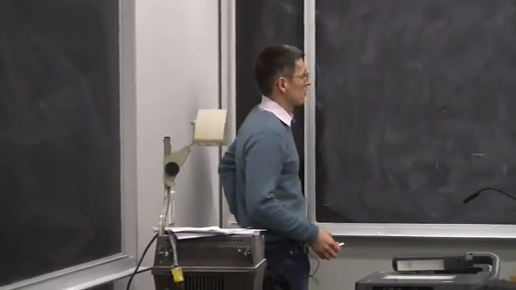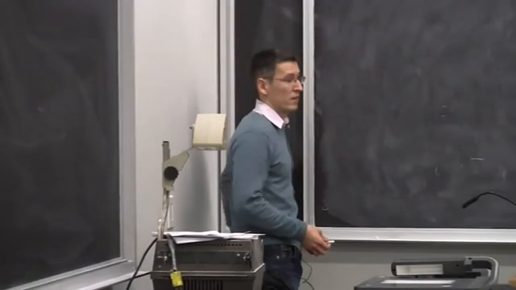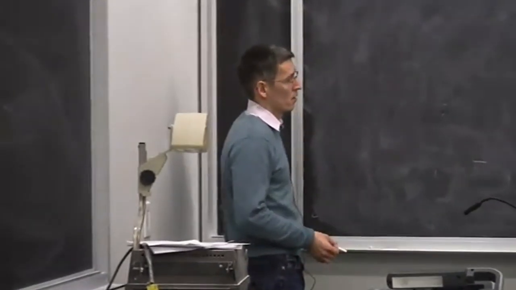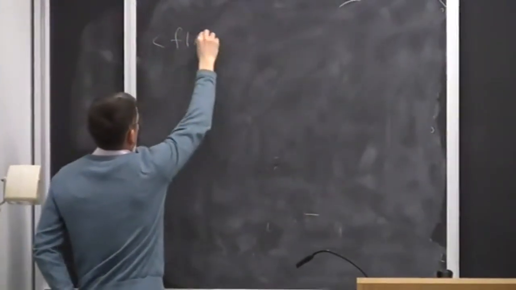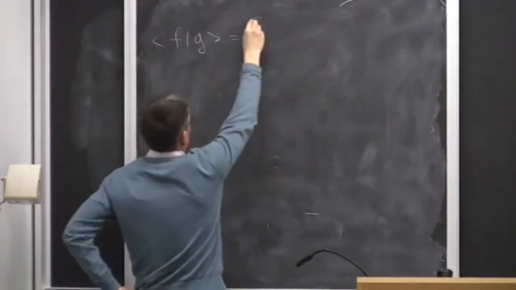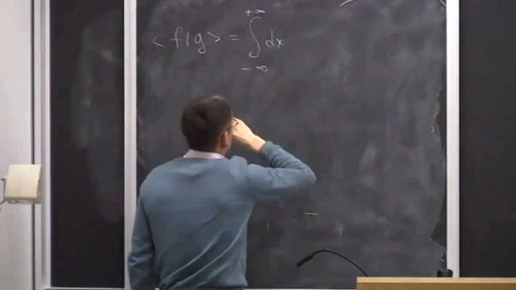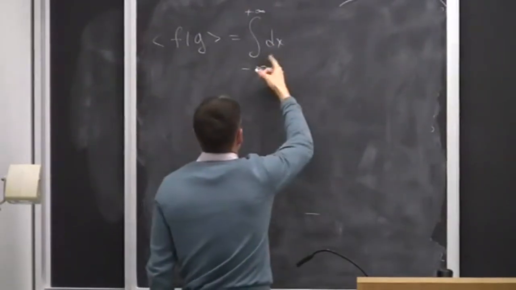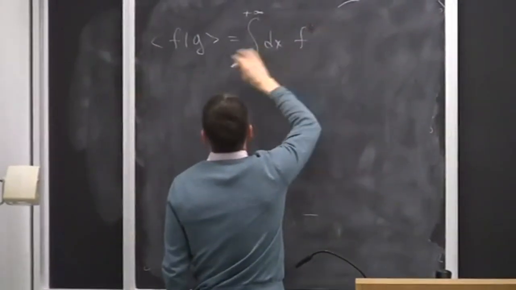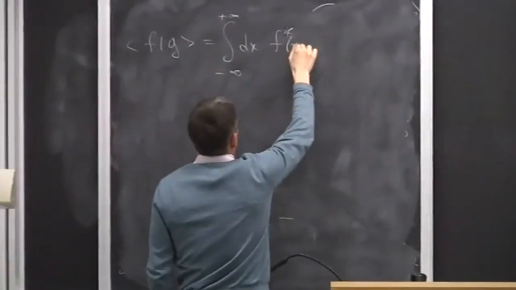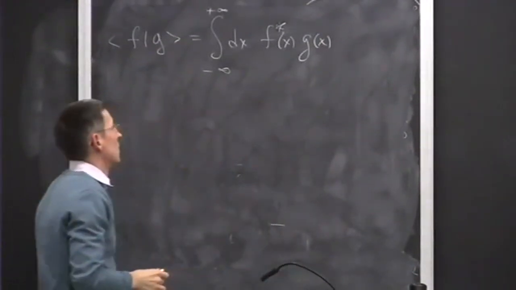It's called inner because it takes two vectors and makes a number out of it. Kind of collapses vectors to numbers. And that's in the vector case. In the functional case, it's the integral over the space. And in one dimension, it's the integral over dx from minus infinity to plus infinity. The left one conjugated, the right one is taken as is, right?